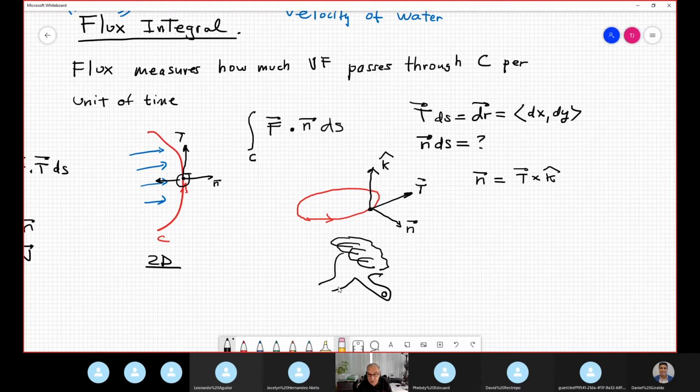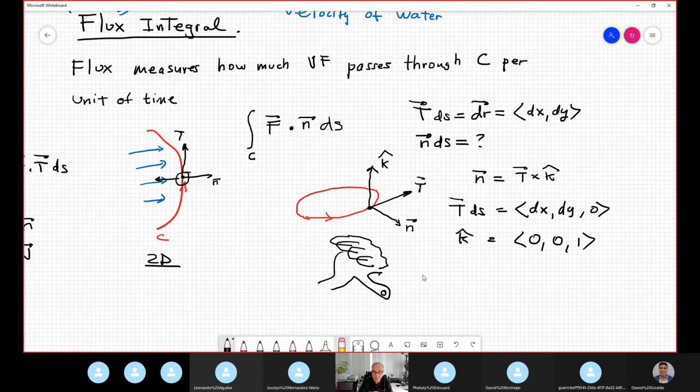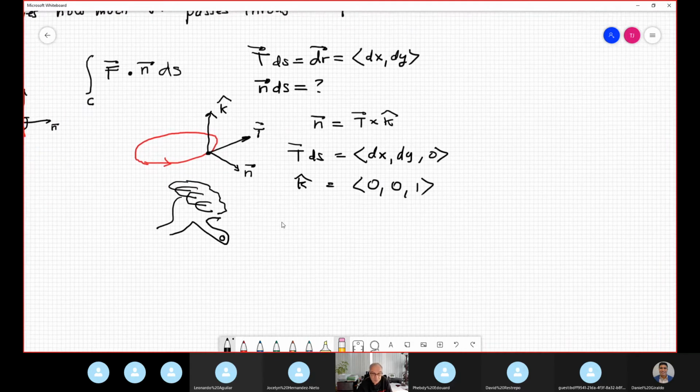Okay, so the tangent vector is in 3D, because remember cross product is 3D. Unfortunately, the tangent vector or the dr vector is called the ds vector. I copy here. Look, it is dx, dy, and 0, because I consider the third dimension. And k, you know, is 0, 0, 1. So we have the unit vector and the k component, no? And the cross product, this product is ijk.